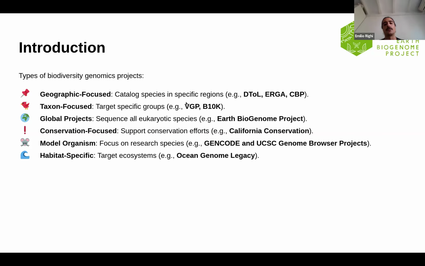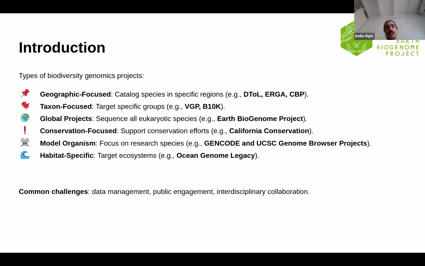As we know, there are many types of biodiversity genomic projects. Some are focused on cataloging and sequencing species in specific regions, such as DToL or the CBP itself. Some target specific groups, such as the Vertebrate Genomes Project or the B10K. Some are global efforts, such as the Earth Biogenome Project, or conservation focused, like the California Conservation Genomics Project. Others focus their research on model organisms, like the UCSC Genome Browser project or GENCODE, and some target ecosystems. But all of them share common challenges, such as data management, public engagement, and interdisciplinary collaboration.